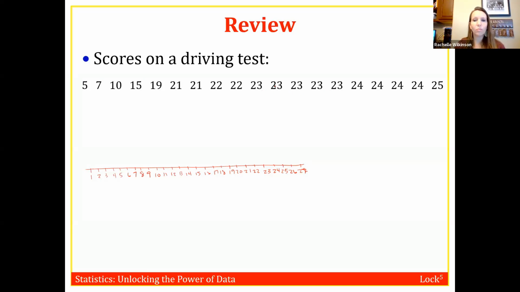If there's more than one value that's exactly the same, then we just stack those dots on top of each other. And in order to use this computer pen, I got to use an X instead of a dot because it does not like me to draw dots. So my first one was 5, then I had a 7, then there's a 10, then there's 15 and a 19. And then I have 2 21s, so I'll stack those on top of each other.